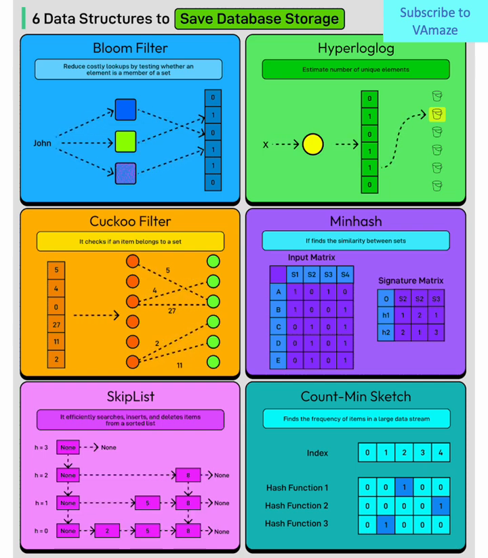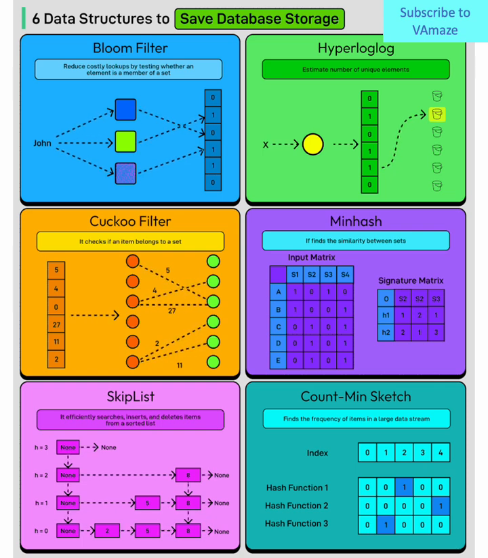Choosing the right structure. For membership testing, use a Bloom filter if no deletions, or a cuckoo filter if deletions are needed. For cardinality estimation, use HyperLogLog when you need to count unique elements. For similarity analysis, use MinHash when comparing sets or finding duplicates.